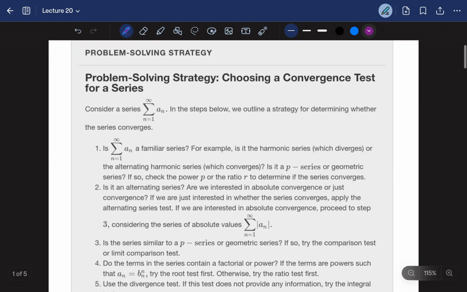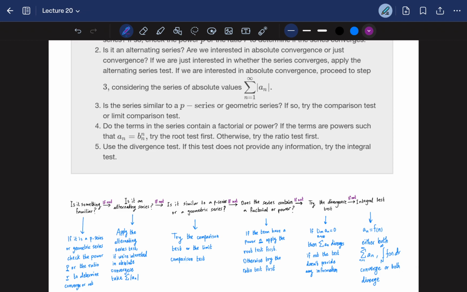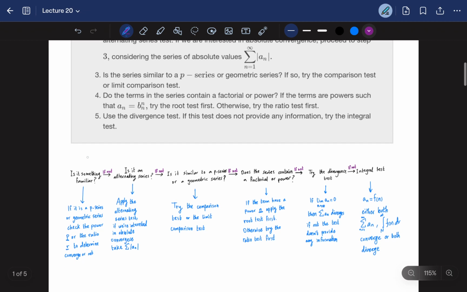So the first thing that you have to start with or think about when you have a series is to look at it and see: is this series something familiar? Is it something that I already know, like a harmonic series, a P series, or a geometric series? These series we know when they converge and when they diverge. So the first step is you look at your series: does it look familiar to me? If that's the case, you can just apply the properties of that series directly.